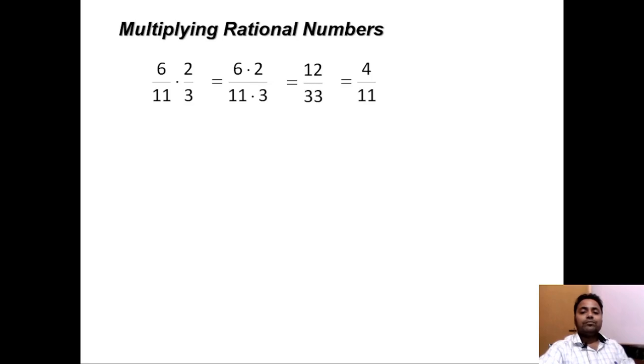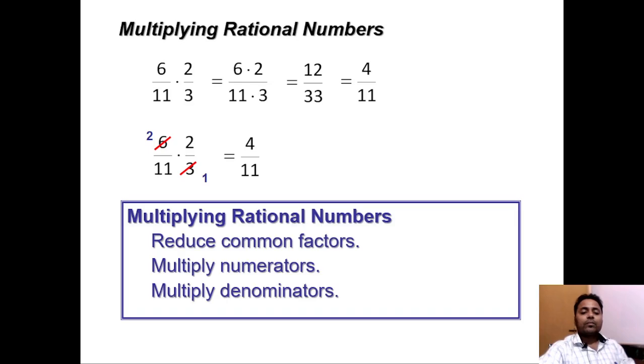And if we are taking the factor 3 in numerator and denominator, then 3 divides 12 4 times and 3 divides 33 11 times. So 4 by 11 is the value of 6 by 11 into 2 by 3. The same as we can see here, 3 divides 6 2 times. So here 4 by 11 is the answer.